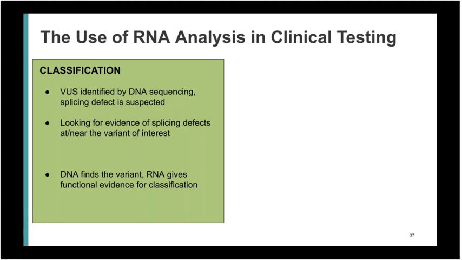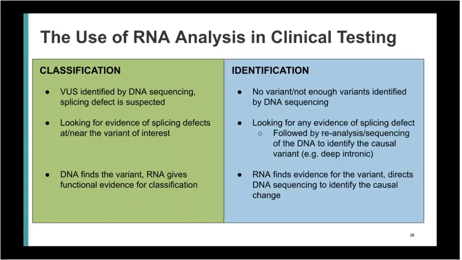But the second use is also to use RNA analysis in actual variant identification. And this is a case where DNA sequencing might have been negative, and now you're using RNA sequencing to see if you can find evidence for abnormal splicing, in which case you would then need to go back to the DNA to identify the variant that led to the abnormal splicing. So examples of this might be deep intronic variants or perhaps a synonymous variant that was not previously reported on the DNA result.